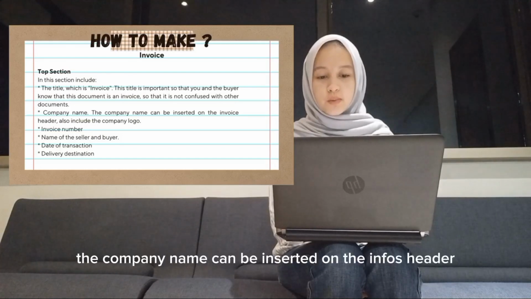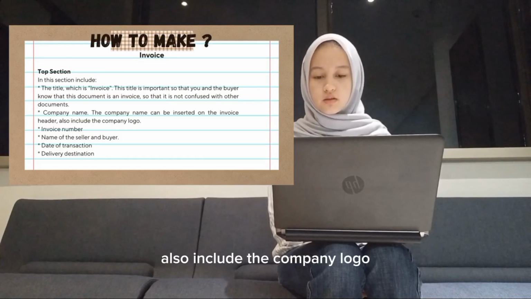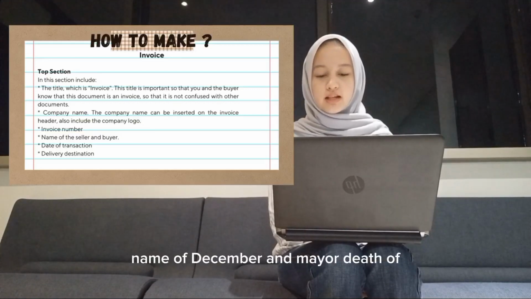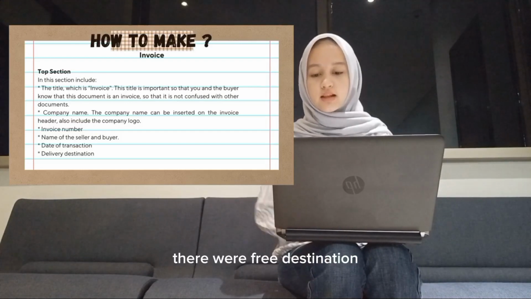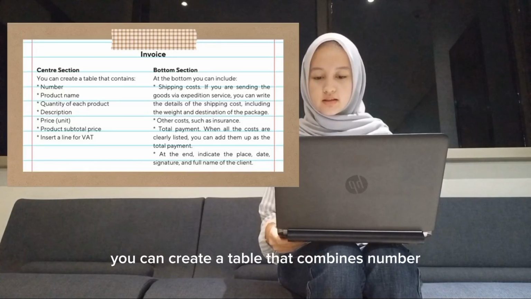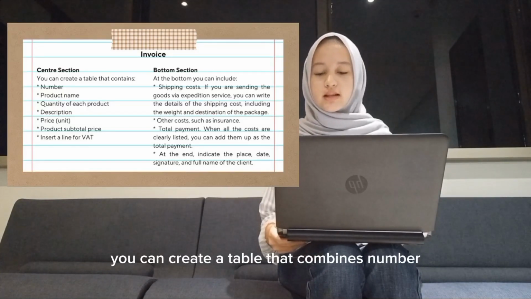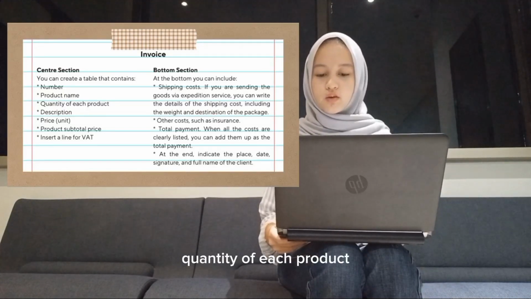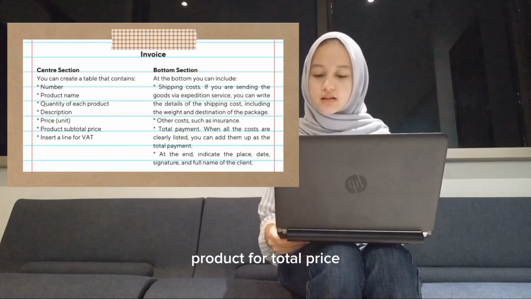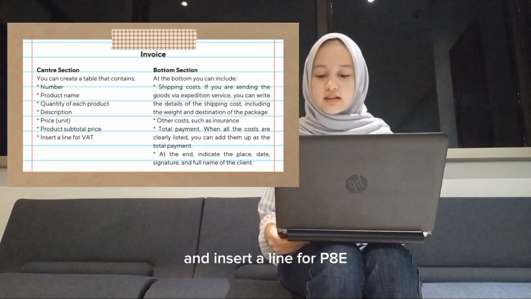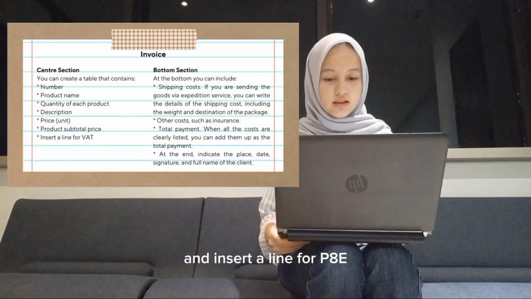Company name. The company name can be inserted on the invoice header. Also include the company logo, invoice number, name of the seller and buyer, date of transaction, delivery destination. In the middle section, you can create a table that contains number, product name, quantity of each product, description, price per unit, product total price, and insert a line for VAT.